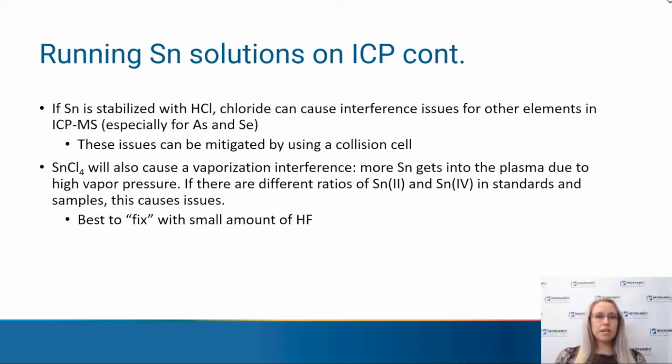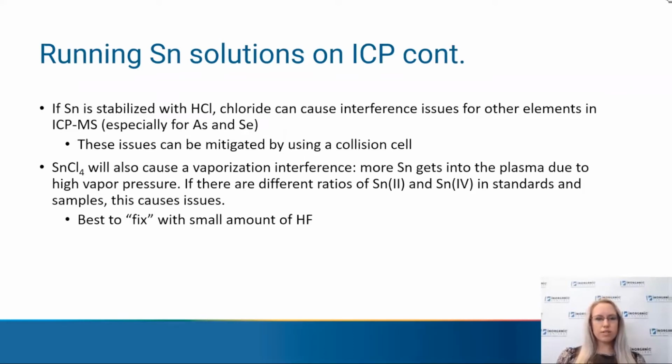If tin is being stabilized in hydrochloric acid alone, same as we saw for mercury, that chloride can cause issues on your mass spec for analyzing arsenic and selenium. So just make sure you're using that helium mode or the collision cell to break up those interferences.